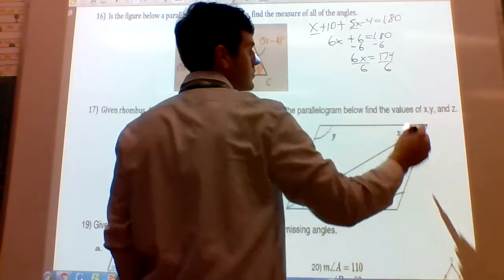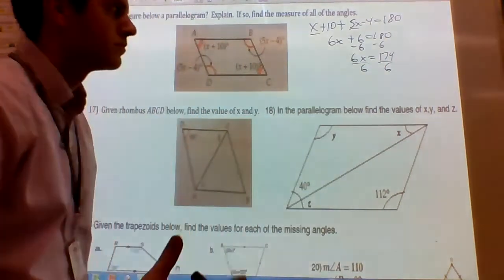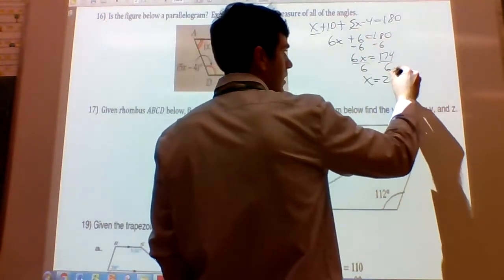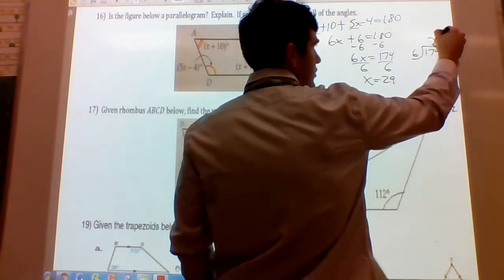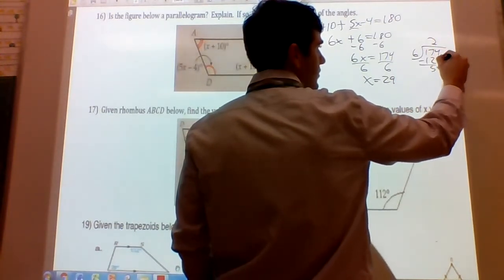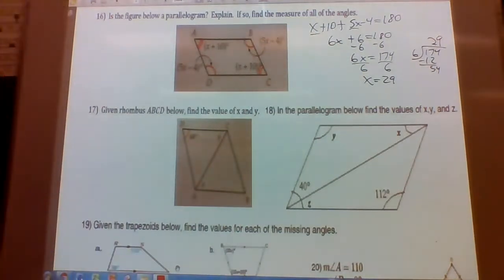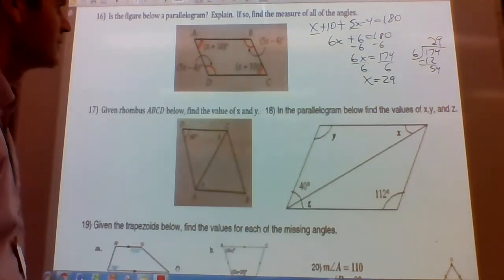Divide by 6. 29, I believe. That's 2, 54. It's going to be 9. 29.